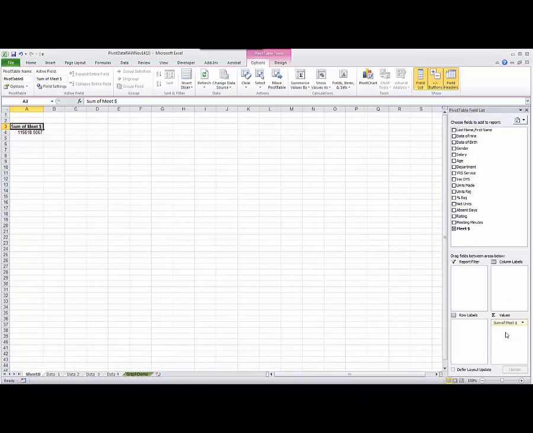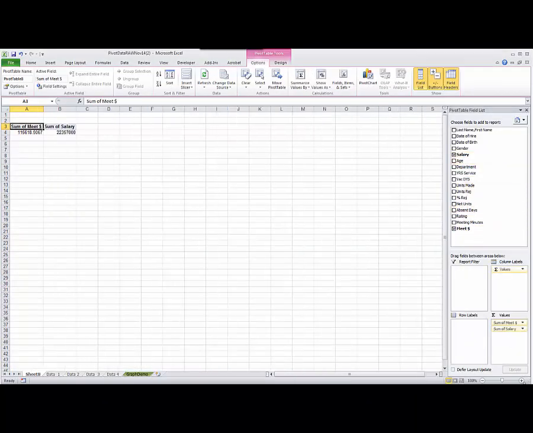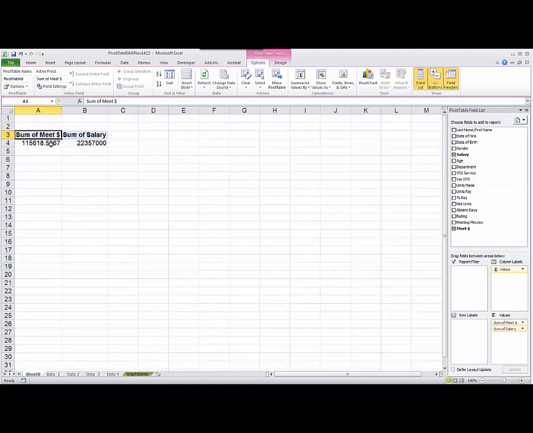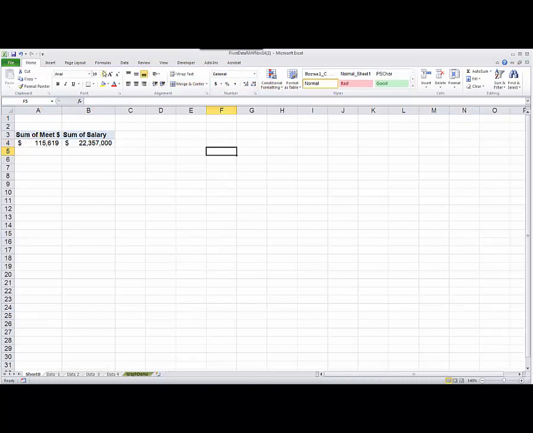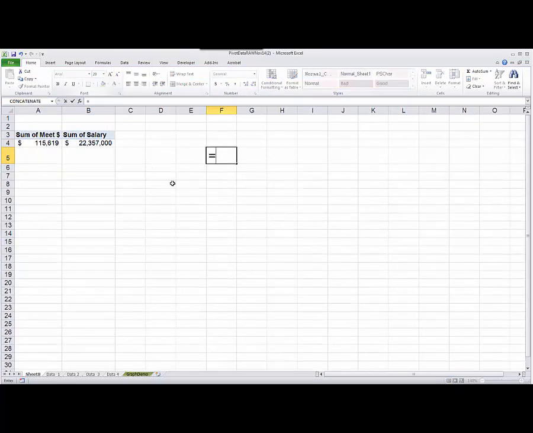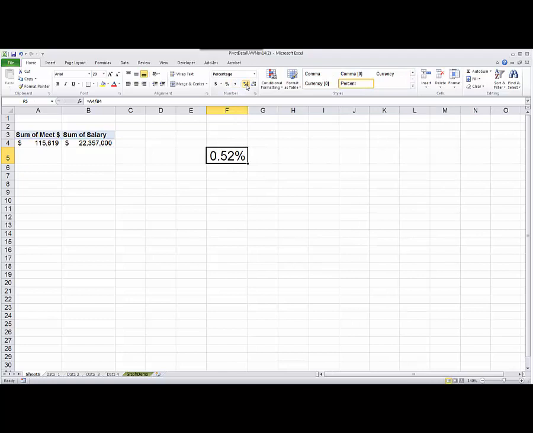So we've got meeting dollars here, payroll dollars here, and that's quite a significant amount. So let's take a look. Let's make it look nice and do a math on the side here. So A4 divided by B4 in this case tells us that 0.52% or 0.5%, a little over 0.5% of our total payroll is being spent on meetings.